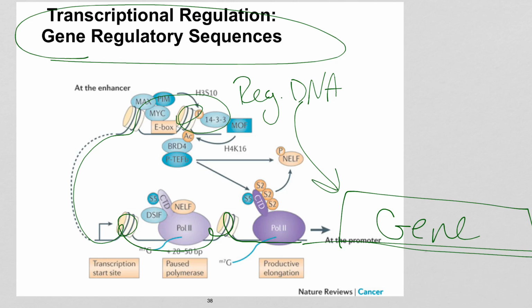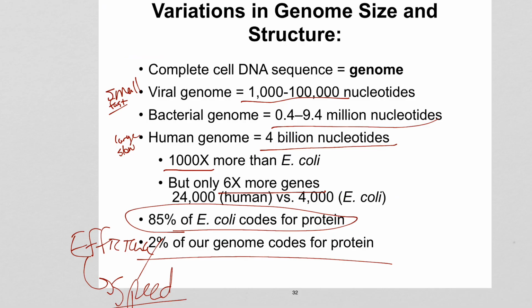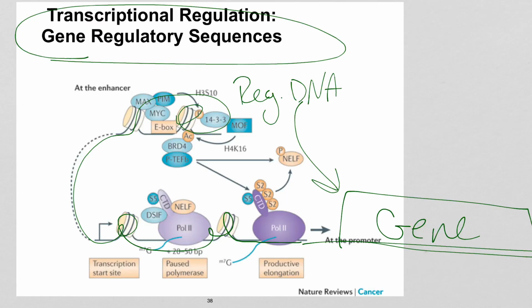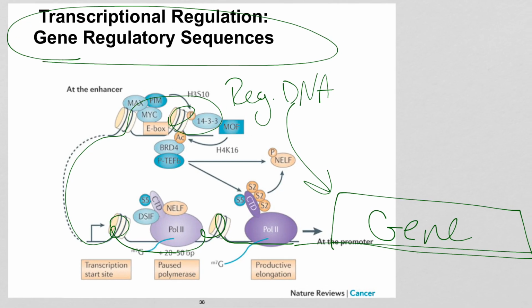That explains at least part of this observation, right, that only 2% of a human genome codes for protein. A lot of that other 98% is regulatory. It's putting a bunch of effort into controlling when does this gene get activated.